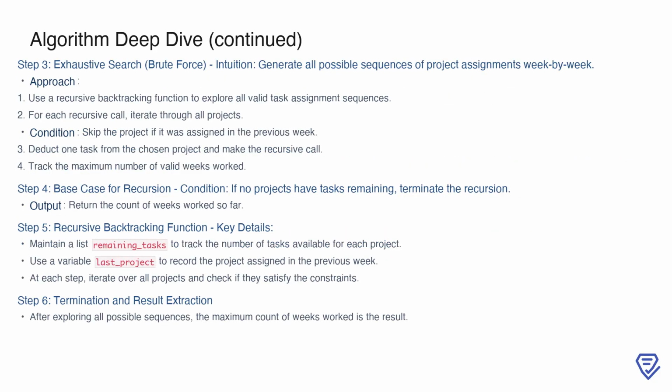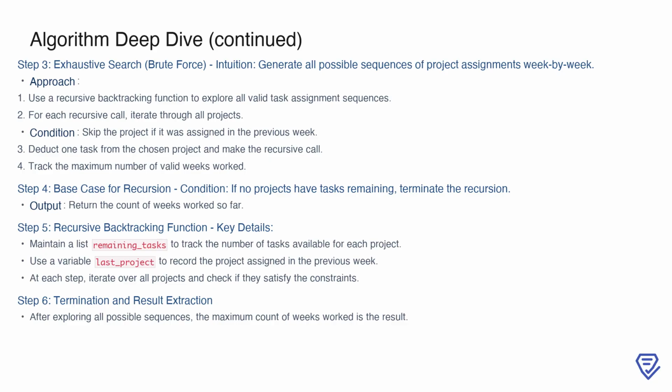Now that the projects are sorted, we can turn to the next major step, using an exhaustive search approach. The intuition here is to generate all possible sequences of project assignments, week by week, to find the maximum valid number of weeks. To achieve this, we can use a recursive backtracking function. This function explores all valid sequences by iterating through the projects in each recursive call. Importantly, it skips any project that was assigned in the previous week to ensure the constraint is met. For each valid choice, we deduct one task from the selected project and proceed to the next recursive step.